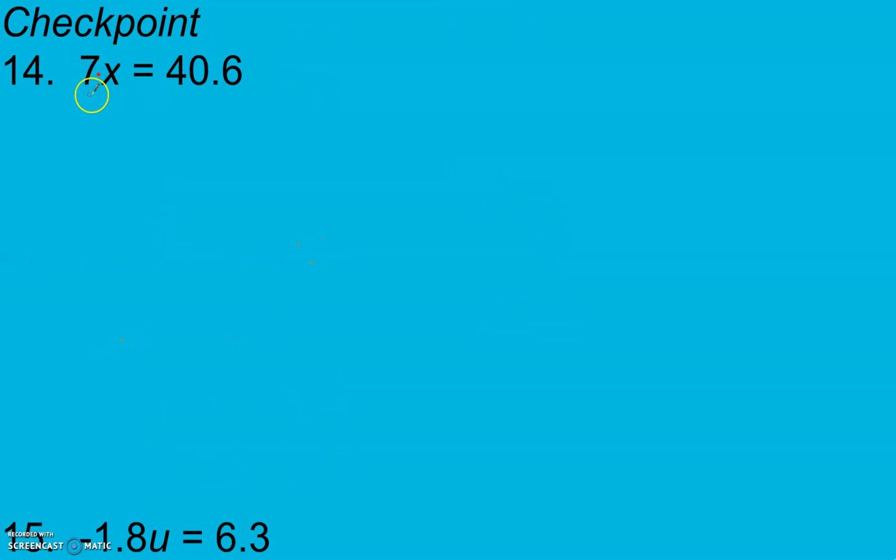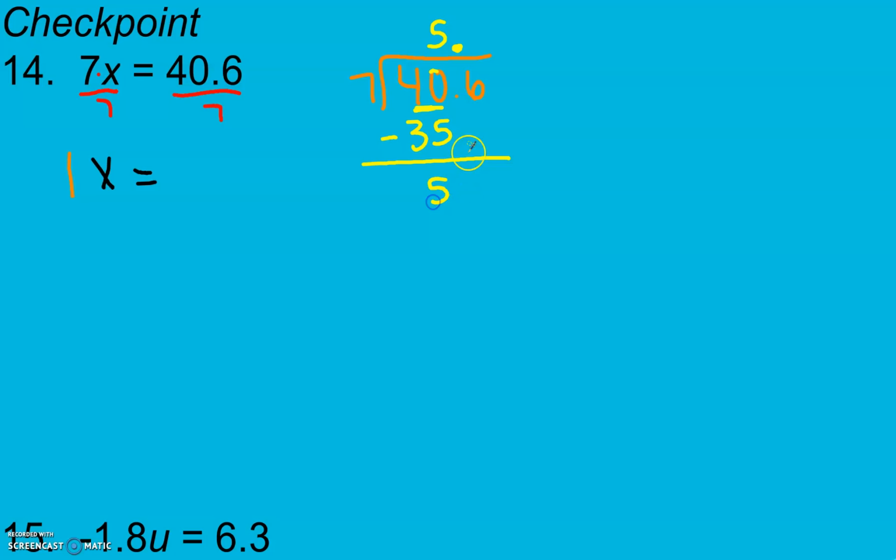Here I have 7 times X. I get rid of multiplication by dividing. And as long as I do it to both sides, we are golden. So I have 1x equals, and then I have to take the 40.6 divided by 7. 7 goes in, bring up my decimal. 7 goes into 40 5 times, which is 35. Subtract, and I get 5, drop down my 6. 7 goes into 56 8 times, which is 56. Subtract, we get 0. So 5.8. 1 times x is just x, and it's a positive 5.8.